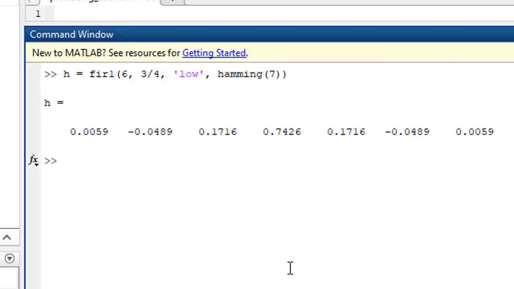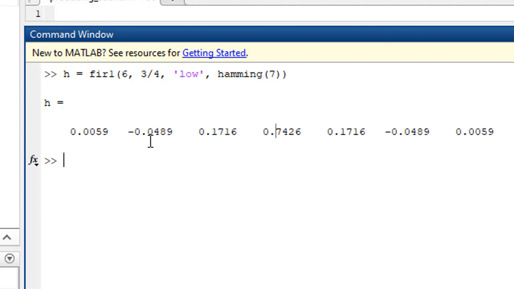Basically the first sample we had was 0.006, but what we are getting is 0.0059. So it matches. Next sample was h of 1, which was minus 0.049. Here we are getting minus 0.0489. This is also fine. Next sample was 0.173, and we are getting 0.1716. This is also fine. After the decimal point, 2 digits are matching, so no issues. h of 3 was 0.75, what we got is 0.74, and the next 3 samples are symmetric. They are equal to the first 3 samples. So our design is correct, the design is matching.